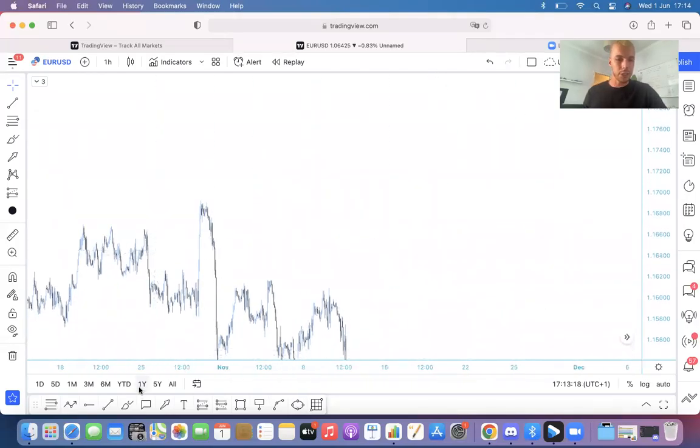Here we go with another lesson. Now we see the real examples on chart about the trading ranges, how does it work, how to find it, and so on and so on.